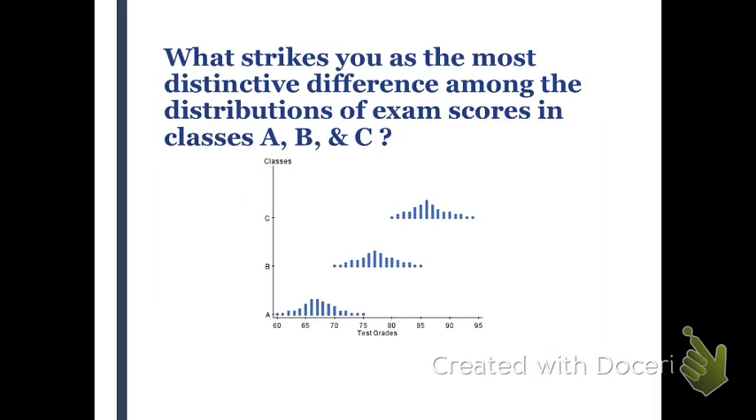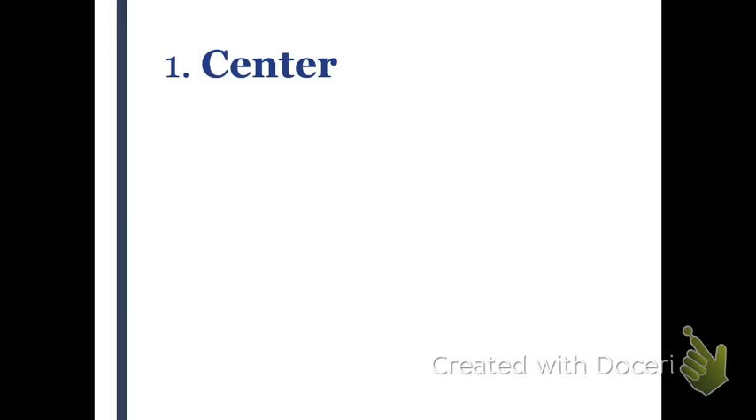Okay. What the C stands for is center. So here we have three graphs, A, B, and C. What strikes you as the most distinctive difference among the three? They're on different floors. They only look the same. That one's supposed to hit the center, but the PowerPoint got a little messed up. I think their centers are different, okay?